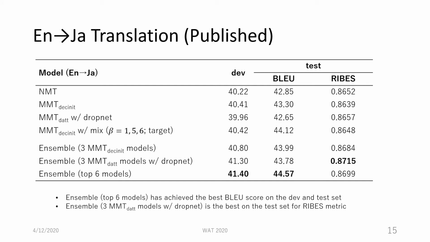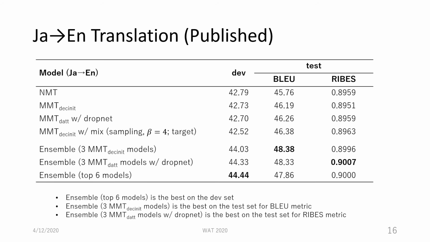Here are the published results for English to Japanese. The top 4 models are single models, and the others are ensemble models. Ensemble top 6 models is the best in the below metric, but for IBs, the ensemble of 3 models with Dropnet method is the best. For Japanese to English, although ensemble top 6 models is the best on the dataset, ensemble 3 MMT with decoder initialization models achieves the highest BLEU score on the test set, and ensemble 3 MMT with Dropnet is the best for IB's score.